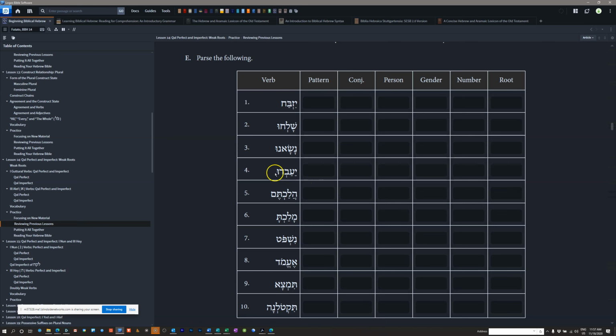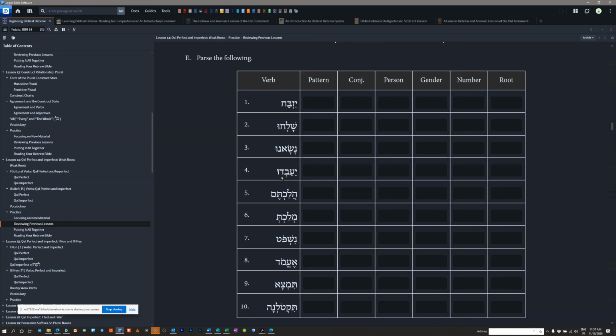You've got 5 letters. Shurik is obviously a suffix. Yod is a very common prefix. Your root is a vod. When do you have a yod prefix and a shurik suffix? That's going to be the Cal imperfect 3MP. So you can completely parse this without even looking at the vowels.